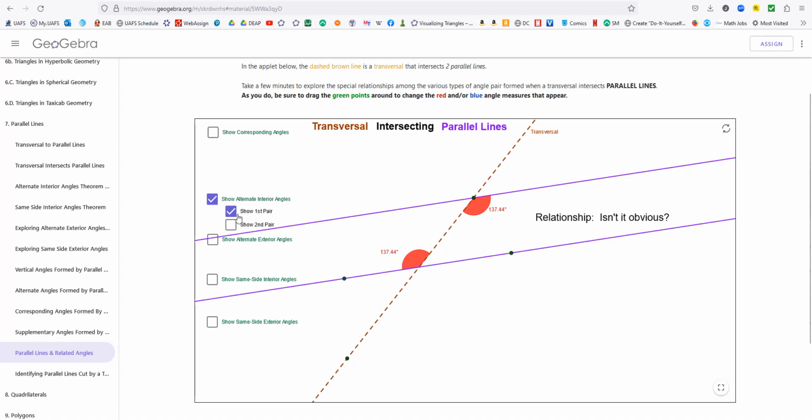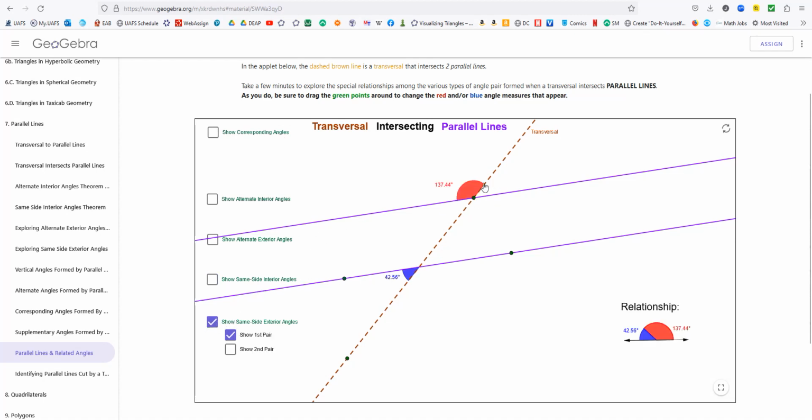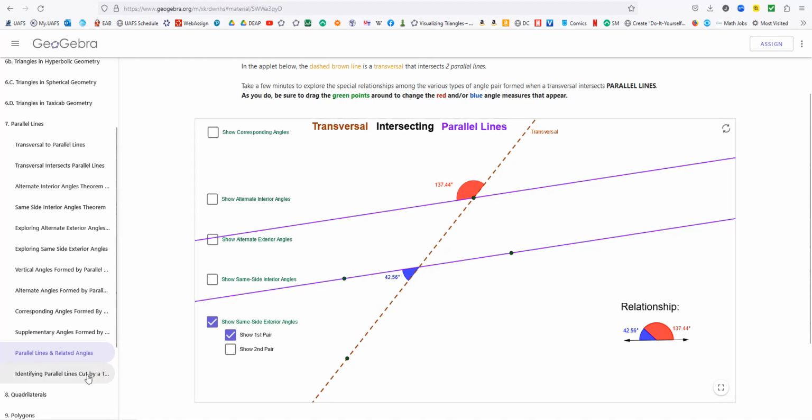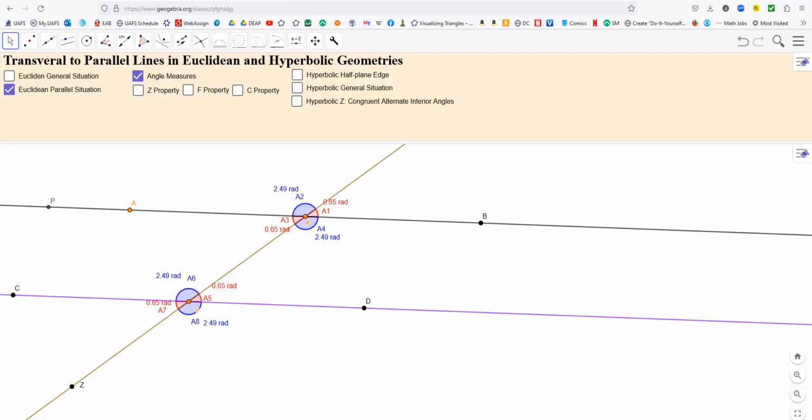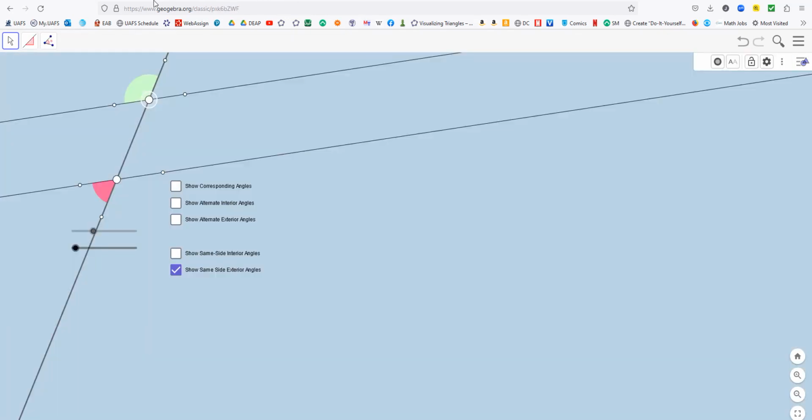This is a Z property. That's an upside down Z here. Alternate exterior, I don't have a letter for that one, but there they are. Same side interior, that's the C property. They're supplementary. Now your C's backwards. Same side exterior, I don't have a letter for that one, but there it is. And this is another one that you can look at if you want. Okay, so we've seen a lot of things about transversals to parallel lines.